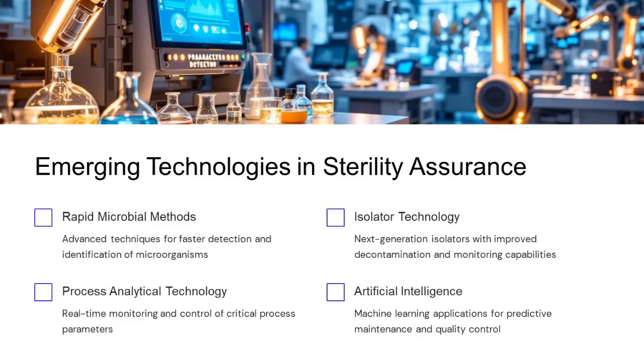Emerging technologies in sterility assurance include rapid microbial methods for faster detection and identification of microorganisms. Isolator technology offers next-generation isolators with improved decontamination and monitoring capabilities. Process analytical technology enables real-time monitoring and control of critical process parameters. Artificial intelligence is being used for predictive maintenance and quality control.